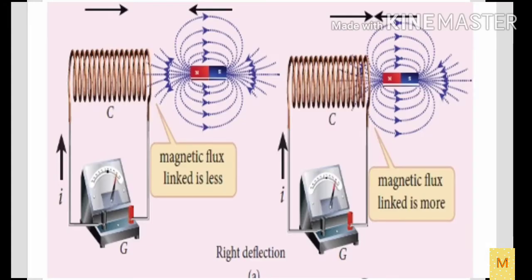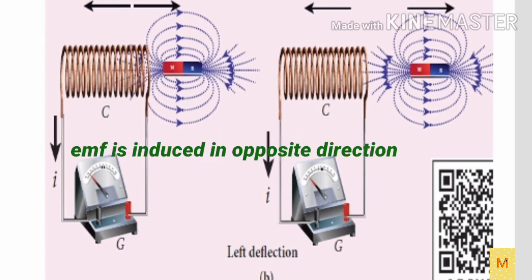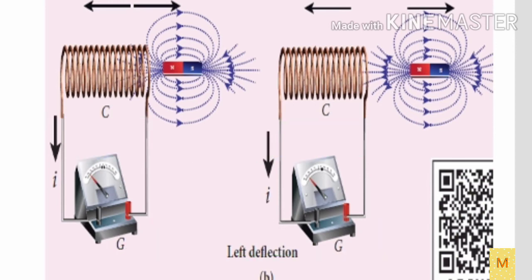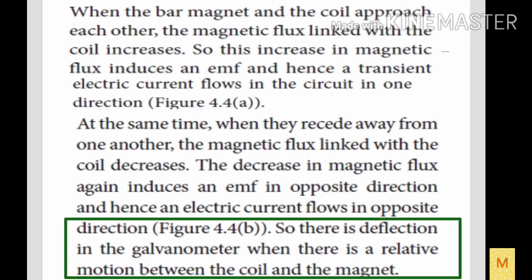Look at this picture. When the bar magnet and coil approach each other, the magnetic flux linked with the coil increases. This increase in magnetic flux induces an EMF and hence the electric current flows in the circuit in one direction. At the same time, when they move away from one another, the magnetic flux linked with the coil decreases. This decrease in magnetic flux again induces an EMF in the opposite direction and hence an electric current flows in the opposite direction. So there is a deflection in the galvanometer when there is a relative motion between the coil and the magnet.